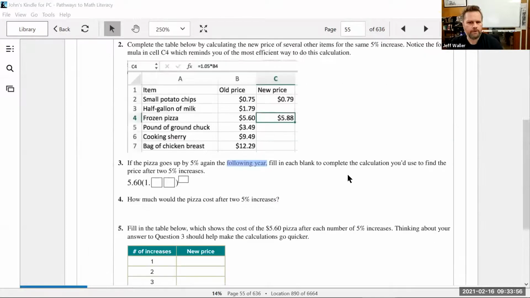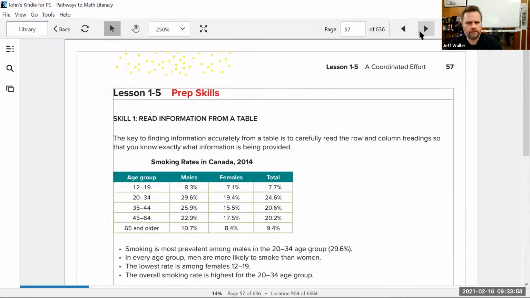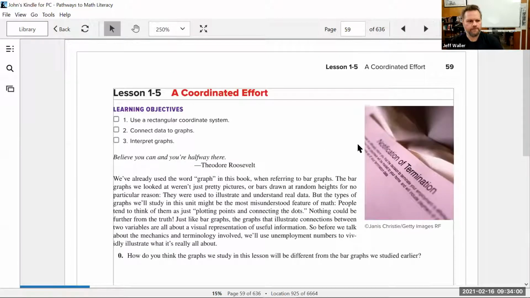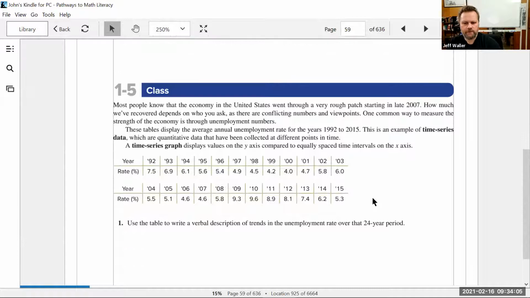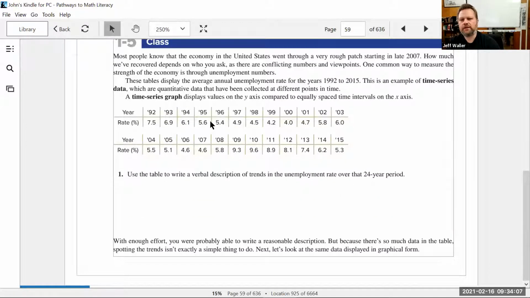There it is. Come here, 1-5. Where are you? 1-5 Kenobi. All right, here we go. Look here real quick.